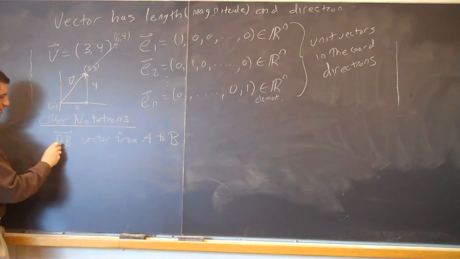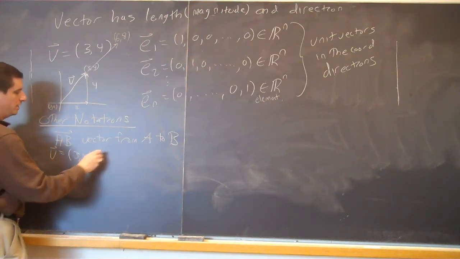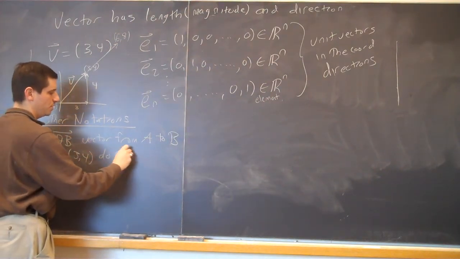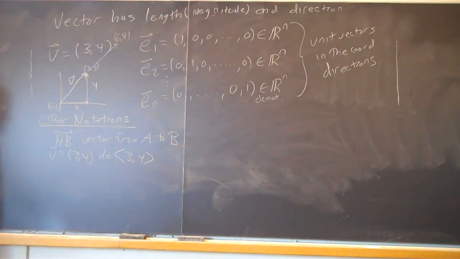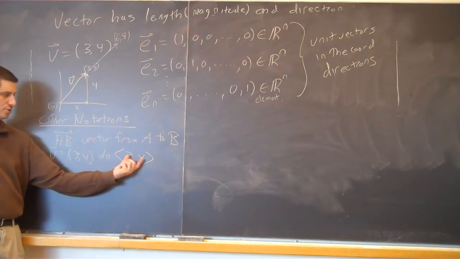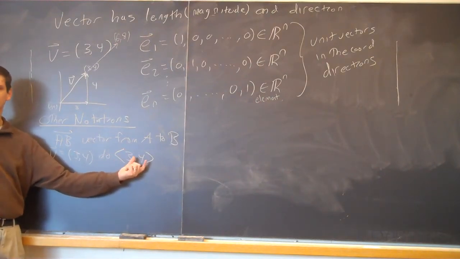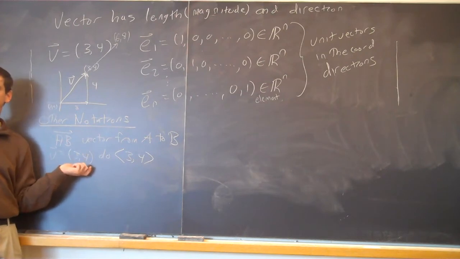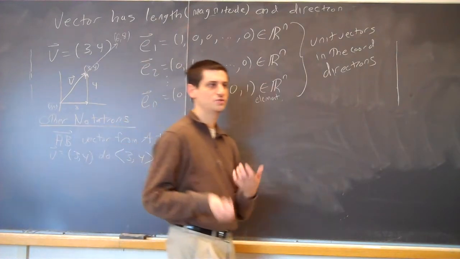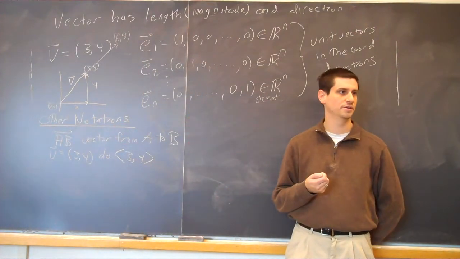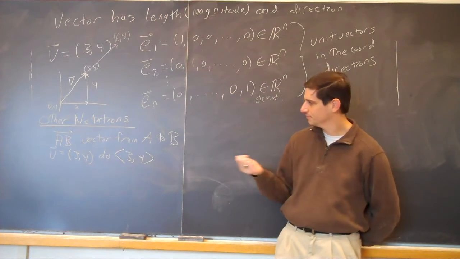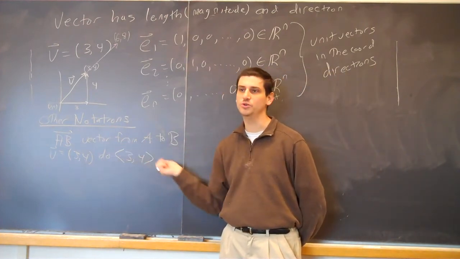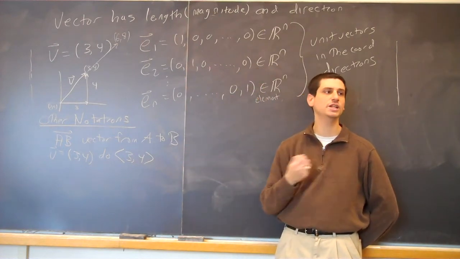Another notation people use is instead of writing V equals (3, 4), they write angular brackets 3, 4. A lot of people, including our book, will use the angular brackets to represent a vector, and the parentheses to represent a point. Well, if you think about it, if I give you a point, that's almost the same as giving you a vector. So I'm a little bit fast and loose in terms of what I use to denote a vector and a point, because they're really equivalent.